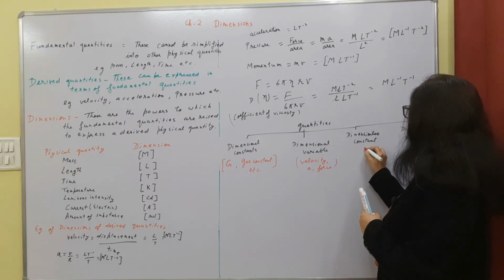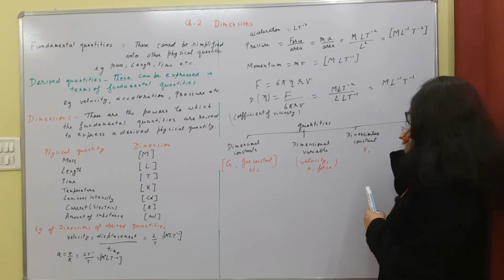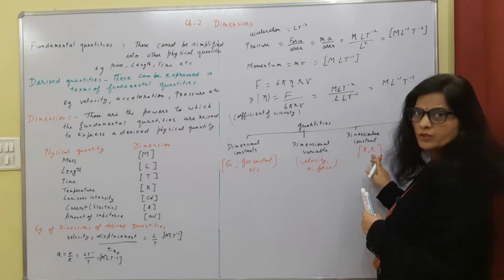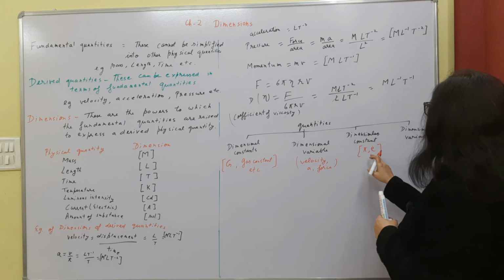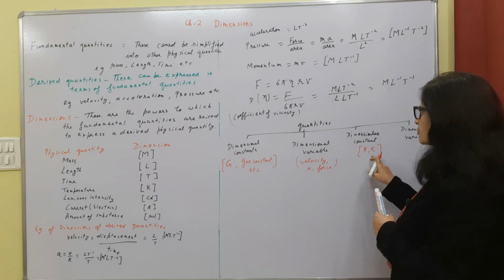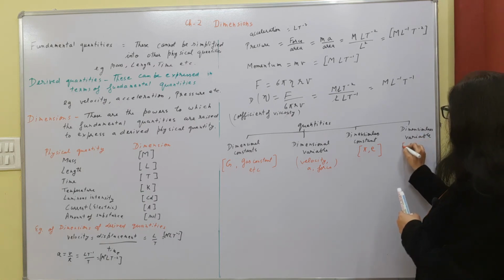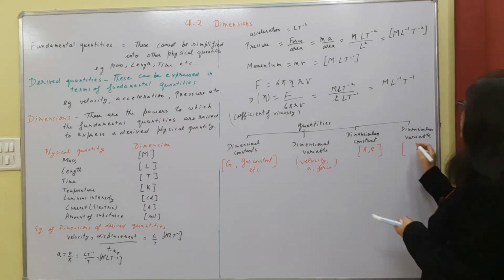Then we have dimensionless constants. These are pi, right? And E is the exponential constant. So this is pi 3.14. It has no dimensions. These are constants. And then we have dimensionless variables, that is angle, right?